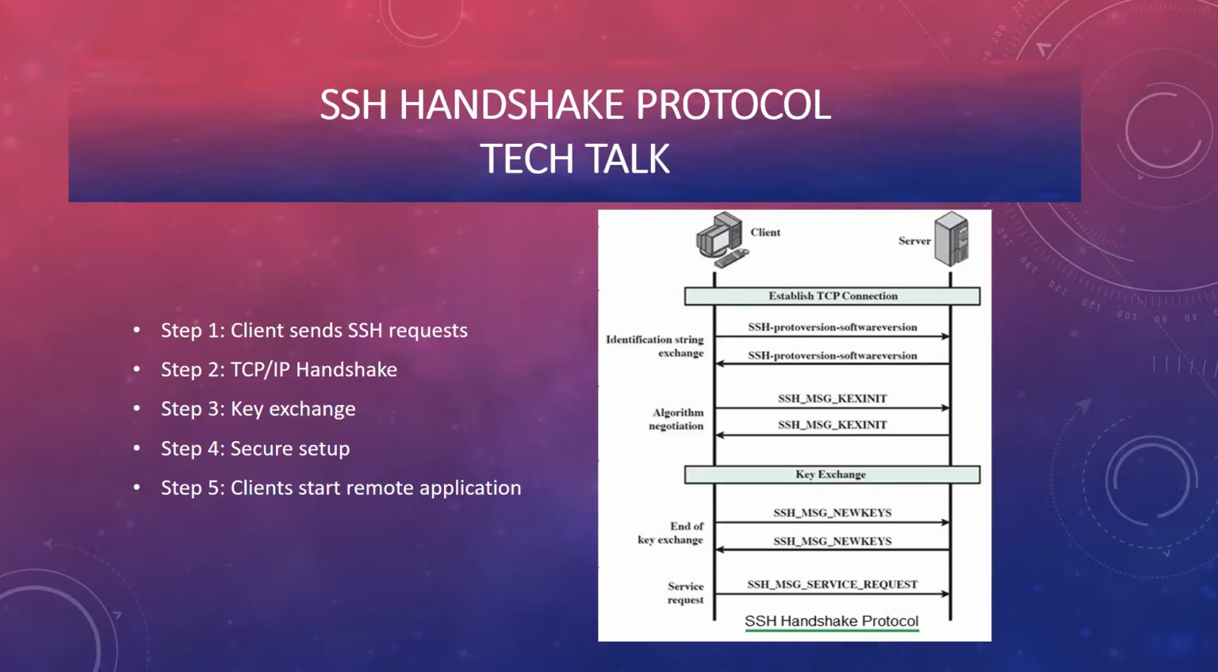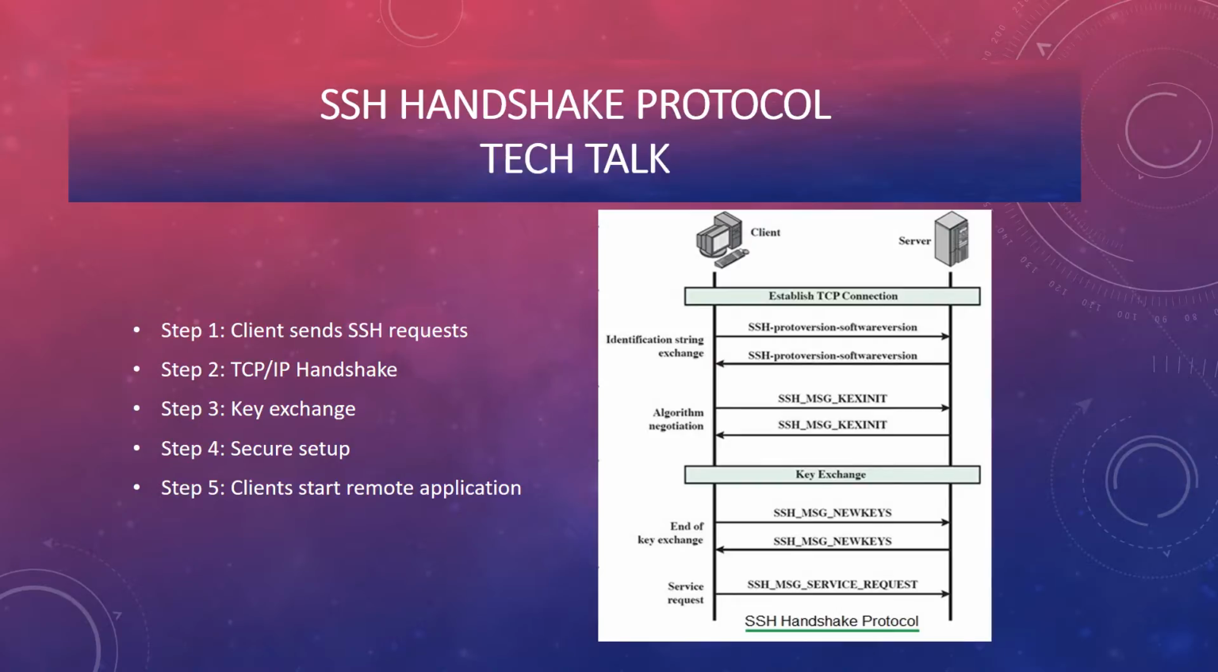Then step 2, the TCP/IP handshake begins, and that's whenever the client sends out a synchronized packet over to the server, which is what step 1 was. Then the server sends back a synchronized packet with an acknowledgement, and then the client sends back an acknowledgement packet, and from that point the TCP/IP handshake is complete and a connection is established.